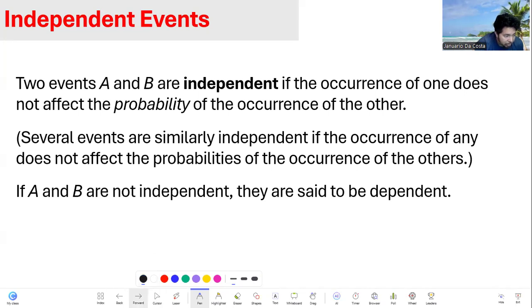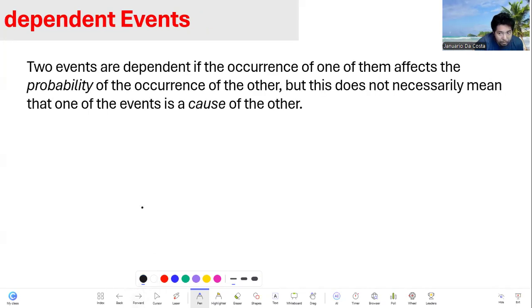Just like independent events, you also have dependent events. Two events are dependent if the occurrence of one affects the probability of the occurrence of the other. But this does not necessarily mean that one event is the cause of the other. It simply means that the action of calculating the probability of event B is affected by event A that is already occurring.